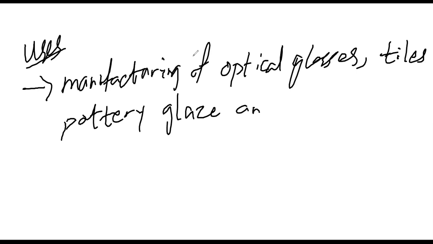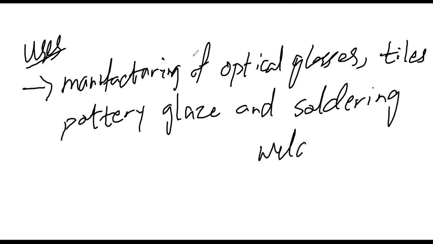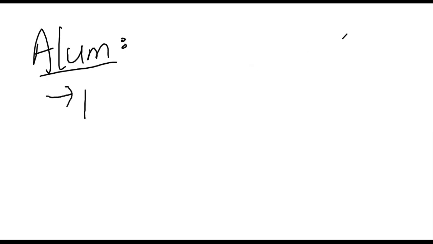And also for soldering and welding purposes. It's also used for joining things. The next compound is alum. What is alum? Alum is also known as pitkari.